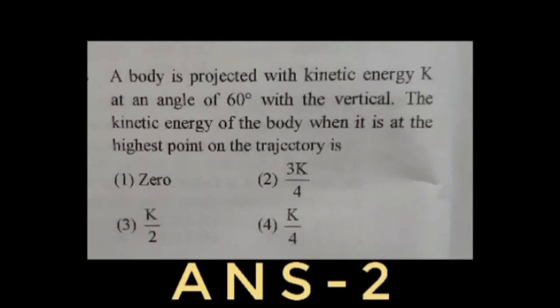A body is projected with kinetic energy K at an angle of 60 degrees with the vertical. The kinetic energy of the body when it is at the highest point of the trajectory is?